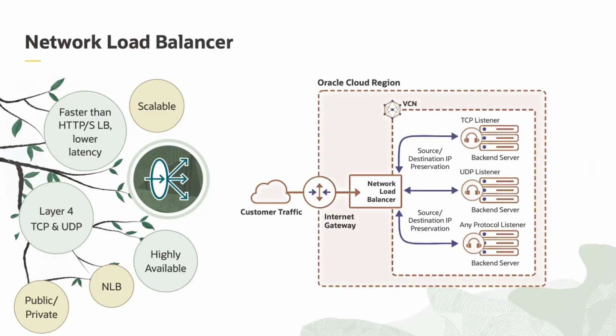And as we discussed in the last slide, Network Load Balancer is a layer 4 load balancer. It understands TCP and UDP. It can be public or private. It is highly scalable and there is no need to specify any shape information. Basically, it is faster than HTTP and HTTPS load balancer. It provides lower latency. And one of the use cases that you can think of for Network Load Balancer is to use it for performance sensitive applications.